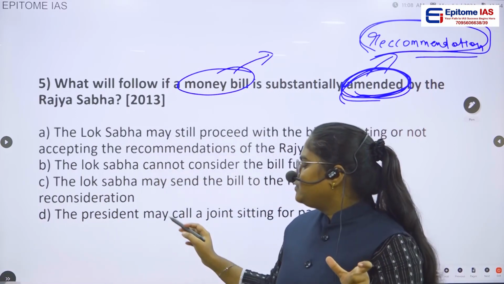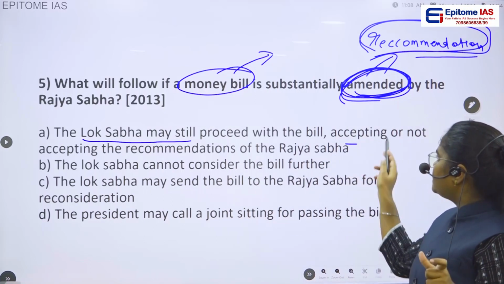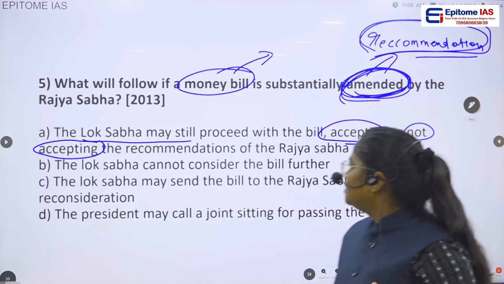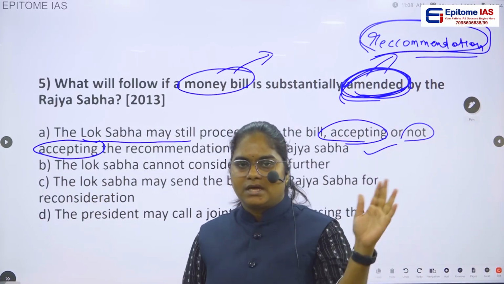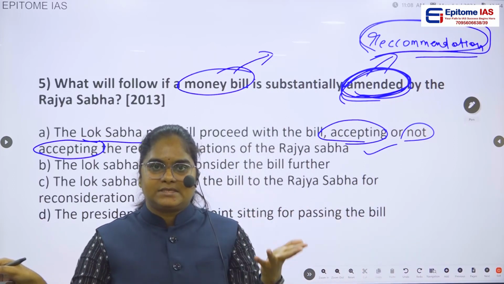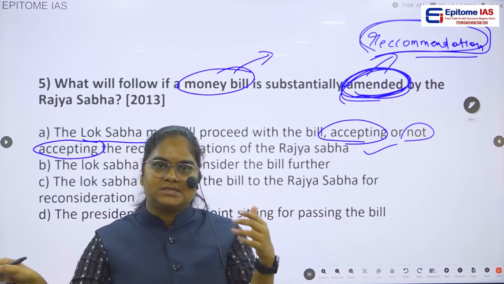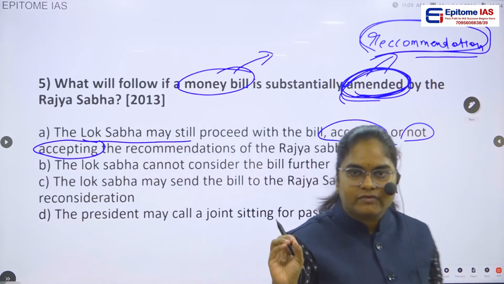So the Lok Sabha has a free hand whether to accept or reject the recommendations made by the Rajya Sabha. If you see, option A says that the Lok Sabha may still proceed with the bill accepting or not accepting the recommendations of the Rajya Sabha. This is the correct answer. Why? Because whenever the Rajya Sabha makes a recommendation on the money bill, the Lok Sabha can either accept, or without accepting also it can proceed with the bill. The bill will be considered as passed in both the houses, in case of a money bill.